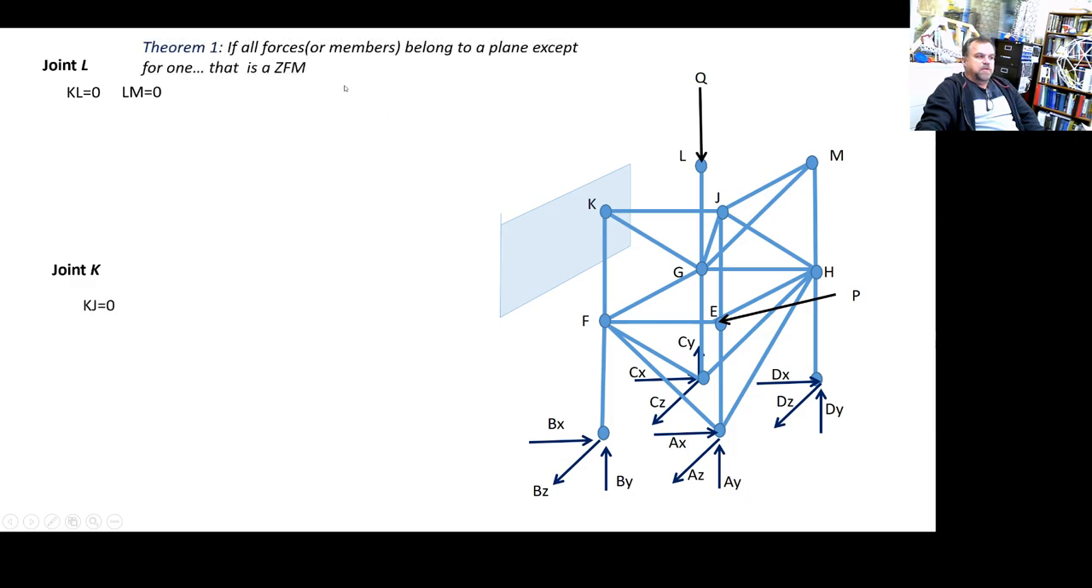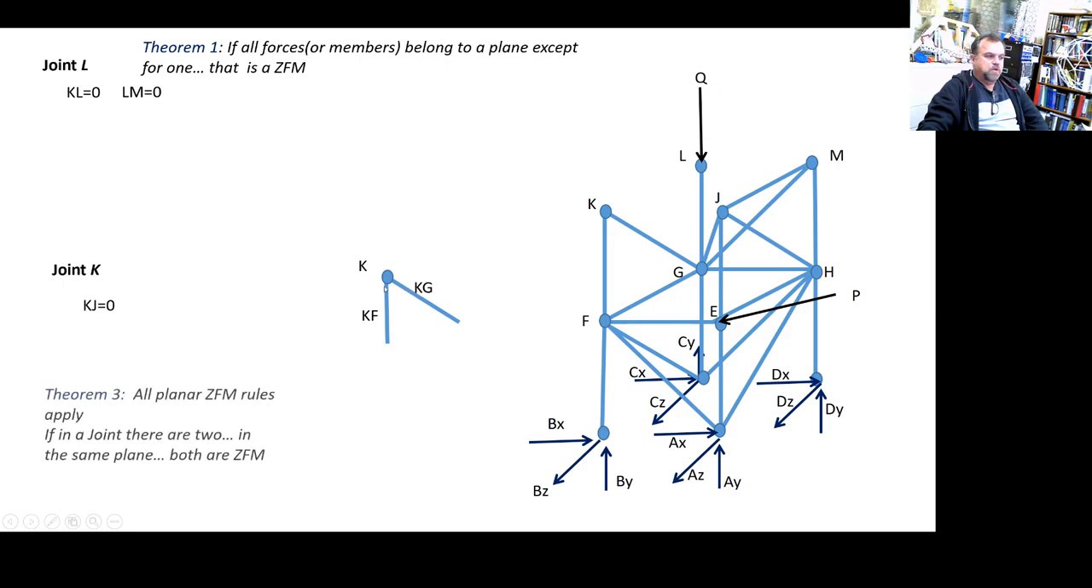So this is theorem number one. All of the forces are in one plane except one. That is a zero force member. KG is a zero force member. Now look at the joint K again. Once again, these two members are in the same plane, so I can apply the rules for zero force members for 2D. If you do that here, you have two members, non-collinear, both must be zero. That is the rule. So eliminate both of them.